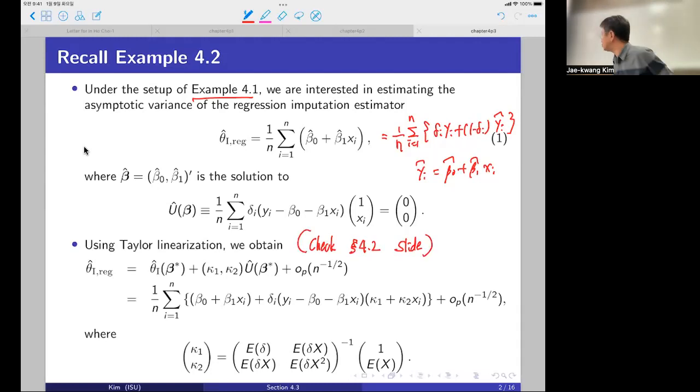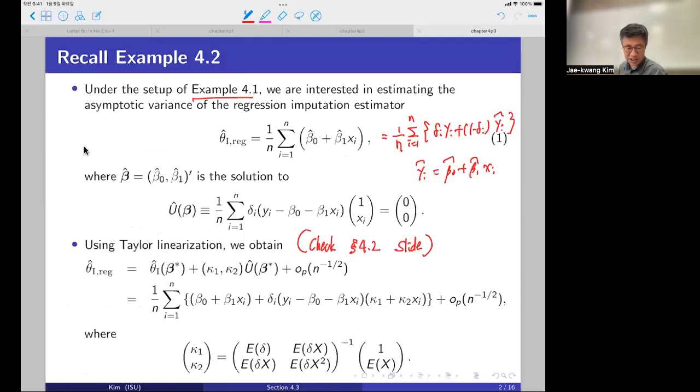Okay, so I'm not going to derive it again. I will just start from here. Okay, now, so now the question is, so what, right? I mean, so what? Okay, we can accept this. Then what is the next step? If you are going to estimate the variance of the regression imputation estimator, that is the point.